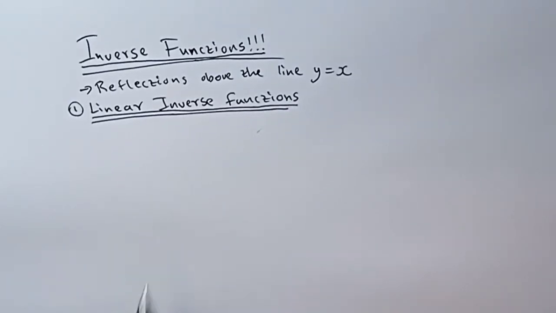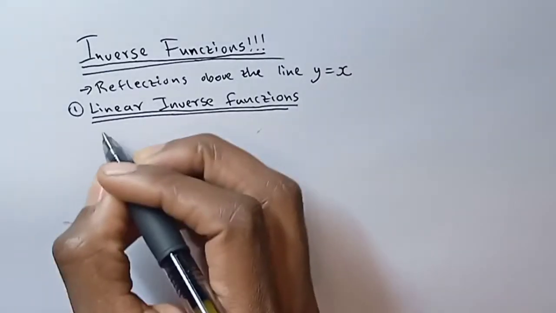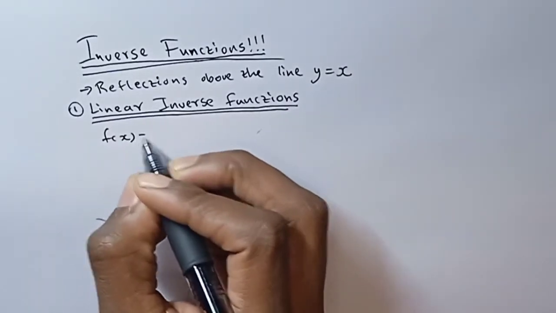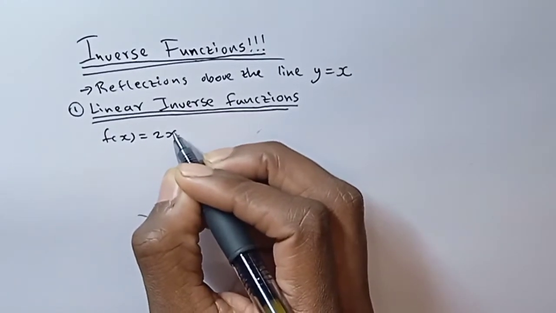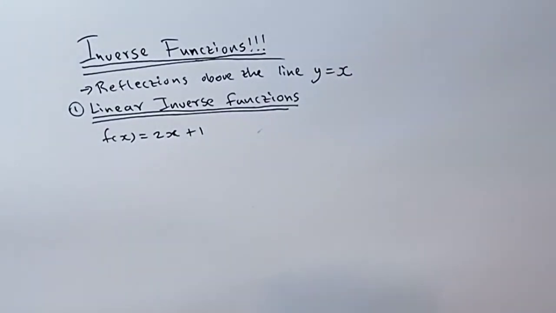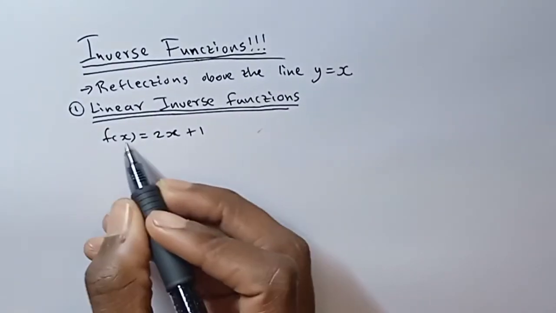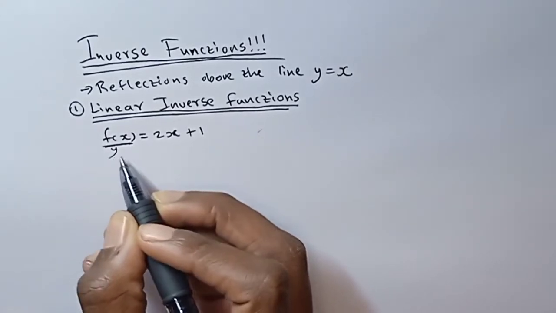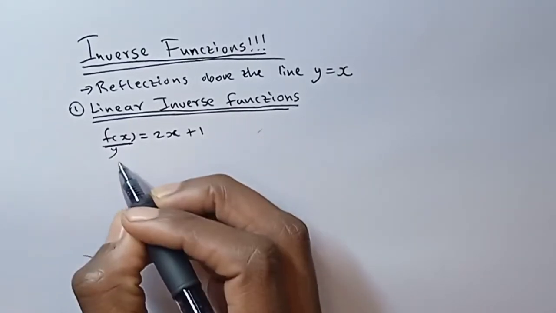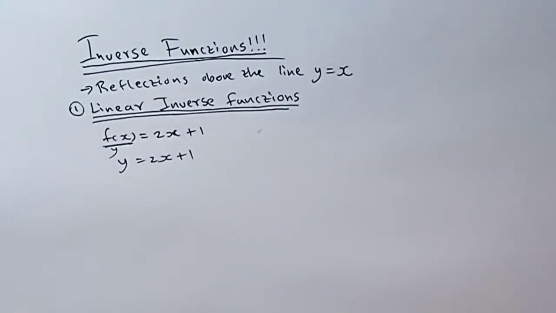So yeah, linear inverse functions. Let's say, for an example, you have a function f of x equals 2x plus 1, right? And remember, f of x is y. So I will rewrite this and say y equals 2x plus 1. Now this is the original function.